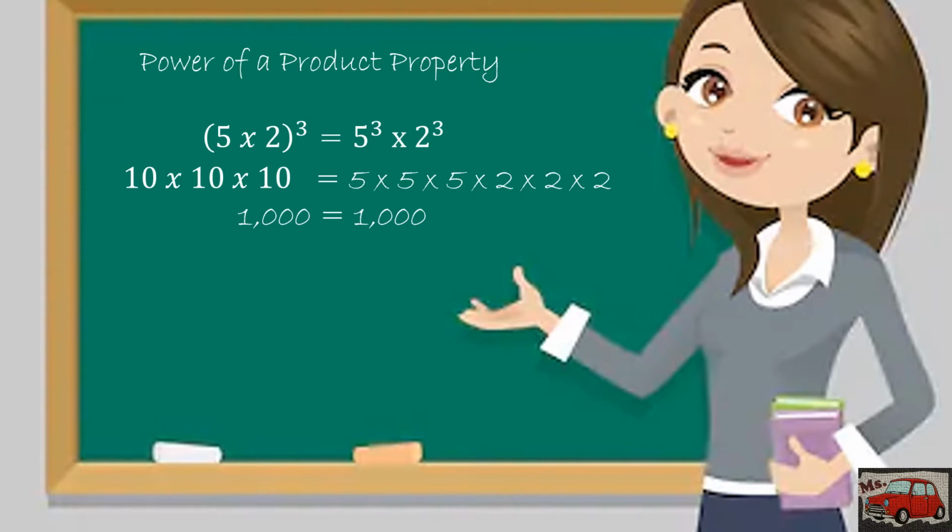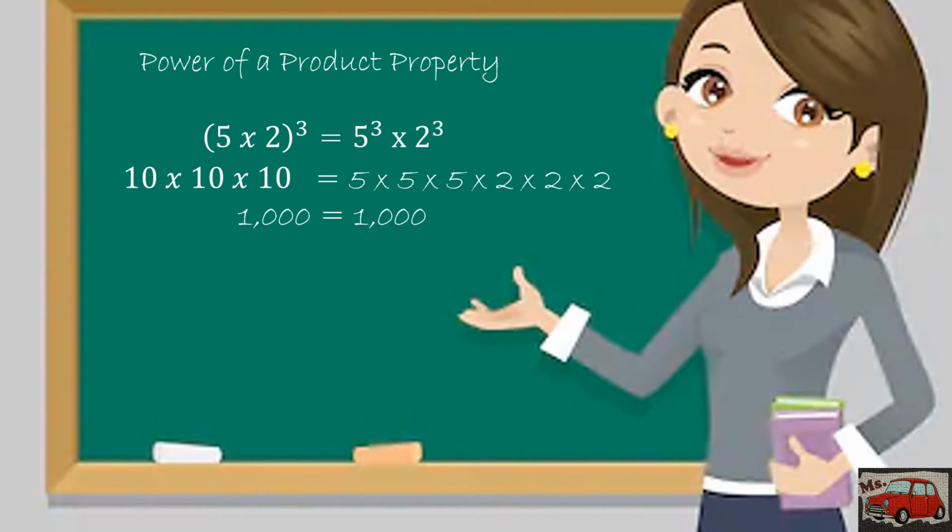Power of a product property. So, in this case, nag-multiply tayo, and then we raised that, or may exponent. Okay? So, in this example, we have 5 times 2. So, we get the product, and then we have the exponent of 3. We can solve that by putting the exponent 3 dun sa bawat factor. So, let's say, 5 raised to 3 times 2 raised to 3. Parehas lang yung magiging sagot.